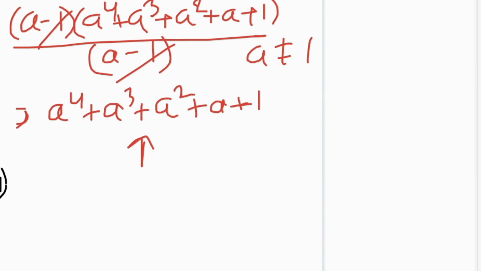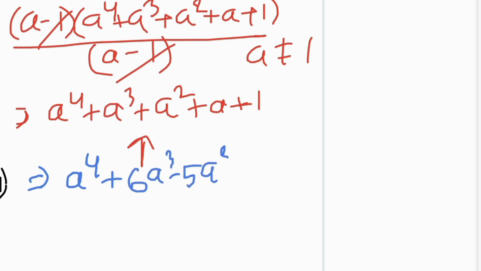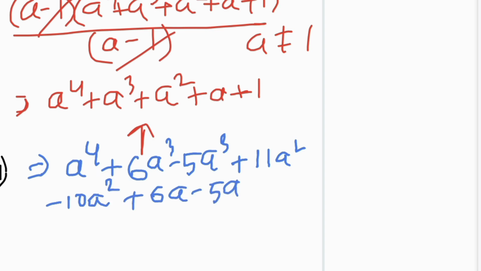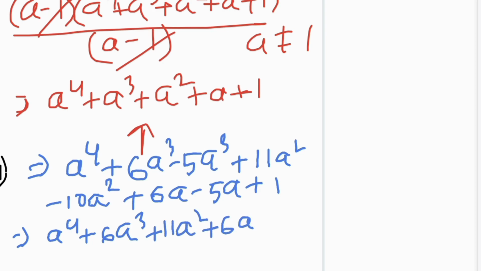So let's do it. We are going to write it as a^4 + a^3, and we write a^3 as 6a^3 - 5a^3. For a^2, we write it as 11a^2 - 10a^2, plus 6a - 5a, and the remaining is plus 1. Now we are going to write the plus terms together: a^4 + 6a^3 + 11a^2 + 6a + 1, minus 5a^3 minus 10a^2 minus 5a.